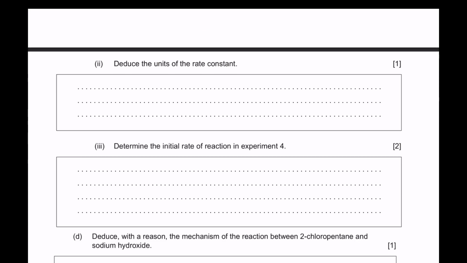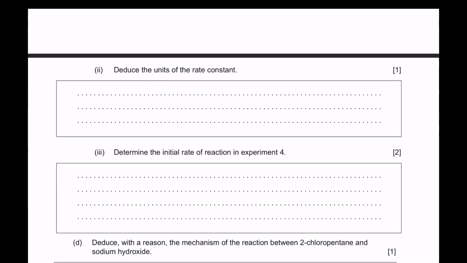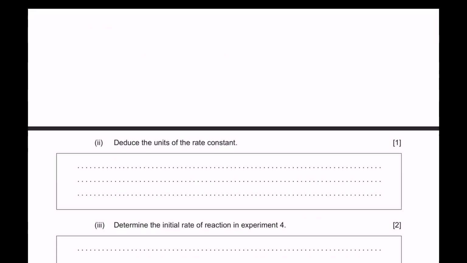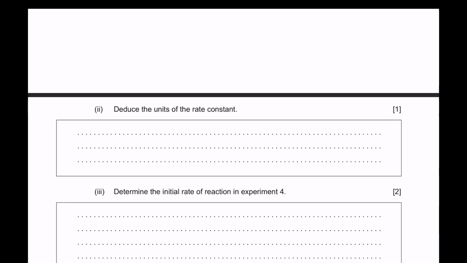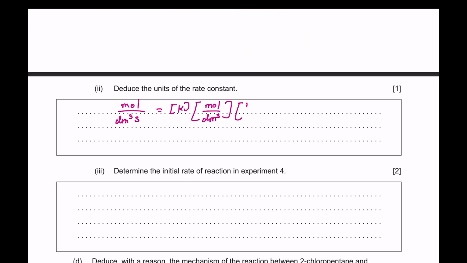So that's the answer to part 1. Let's move on to part 2. What would be the units of the rate constant? It's a second order reaction, so we can just deduce it from here. Units of rate is mole per dm cube second. Unit of concentration is mole per dm cube, that's for NaOH, and again it would be mole per dm cube for C5H11Cl. If we simplify this, we will see that K becomes dm cube mole to the power minus 1 s to the power minus 1. This is the answer to part 2.